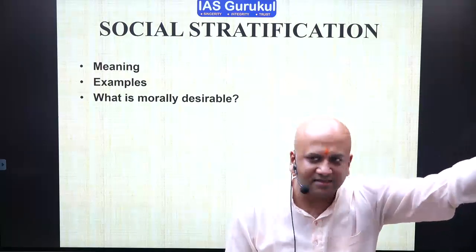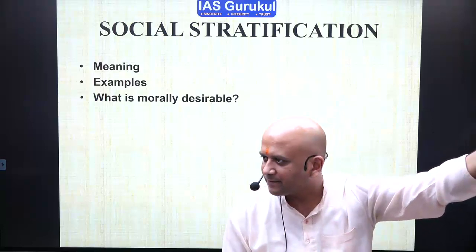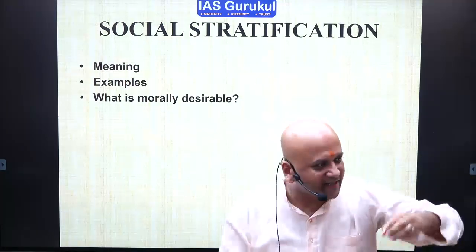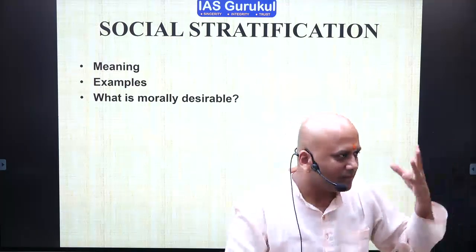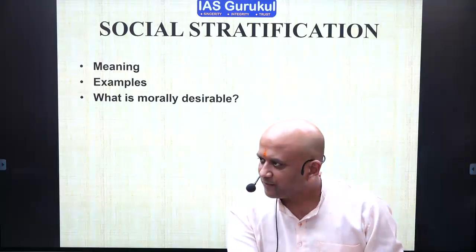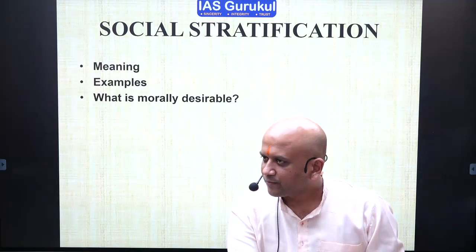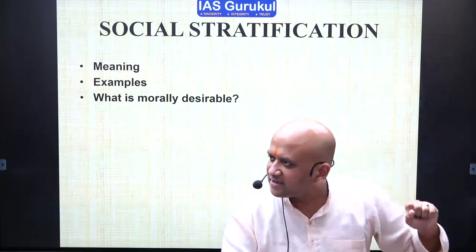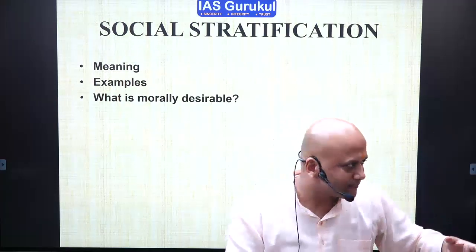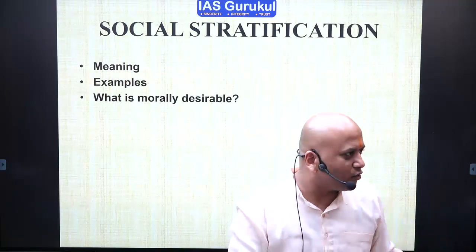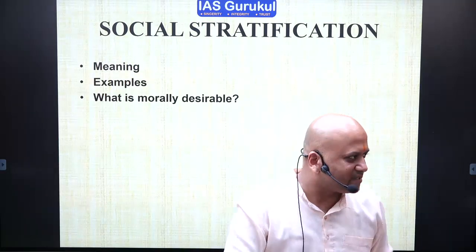You will find homeless sleeping on the streets. You will find beggars shedding the last, whatever is remaining of their dignity. Yes or no? You will find small kids who are sweating it out in scorching heat, asking for alms. Yes or no? Should such inequalities exist in the society?